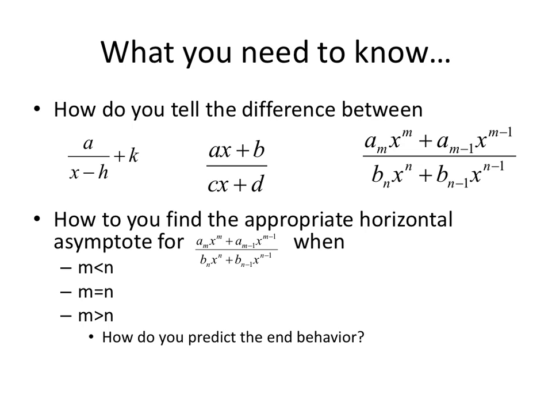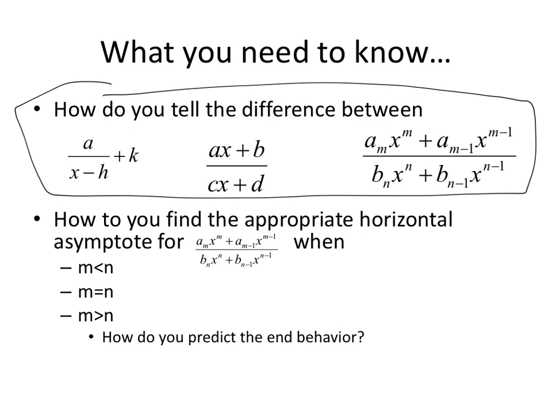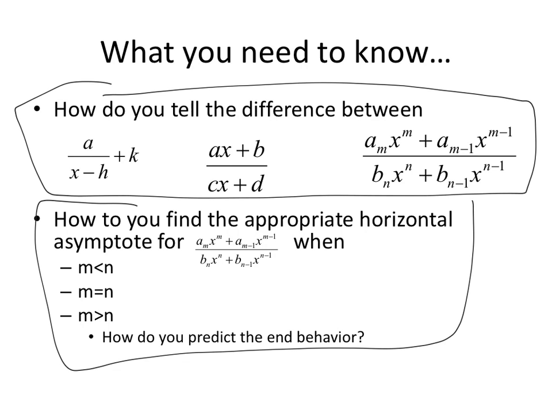All right, so make sure that you understand these. We want you to answer the question, how do you tell the difference between these three types, the two simple graphs and the general graph? And then how do you find the appropriate horizontal asymptote for this equation and predict end behavior? Those are the questions I'd like you to answer tomorrow when you come to class. So you'll have those answers in your notes, and I'll check them, and you'll be a superstar. Yay, notes are done.